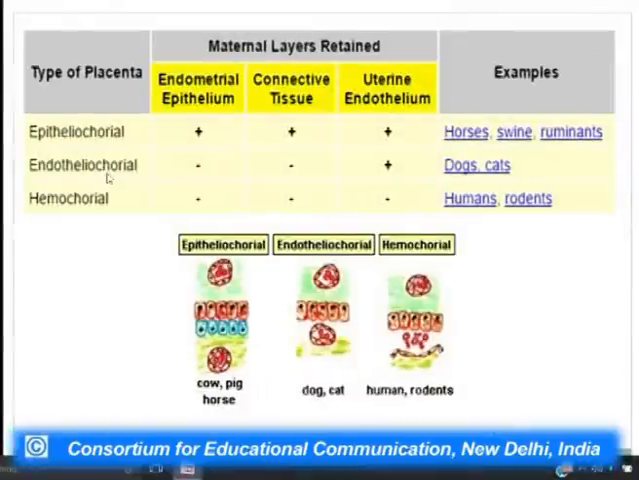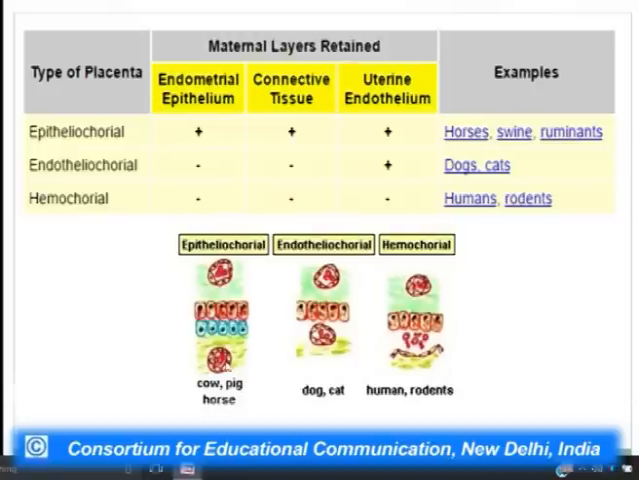Now depending upon which layers are present and which layers are degraded on the maternal side, because this is like a juxtaposition, they are just lying adjacent to each other, but when it starts invading into the uterine wall, this tissue keeps on degrading, and therefore histologically we have different kinds of placenta. These types are the epitheliochorial placenta, the endotheliochorial placenta, and the hemochorial placenta. These are the maternal layers. In the epitheliochorial placenta, all three maternal layers are retained, so all six layers are present.